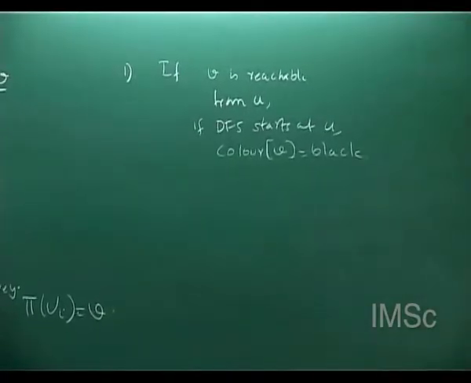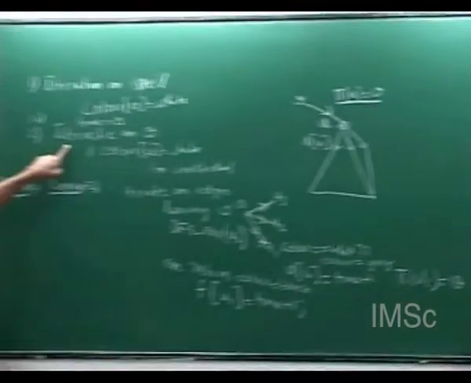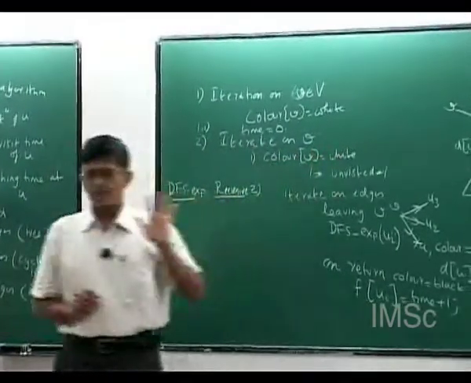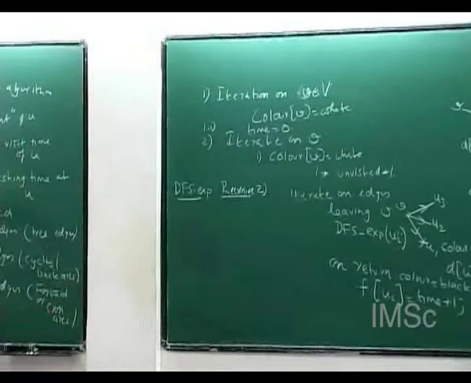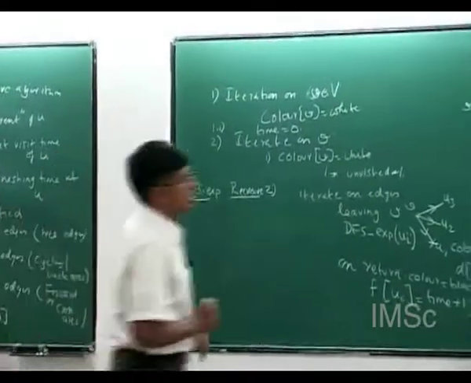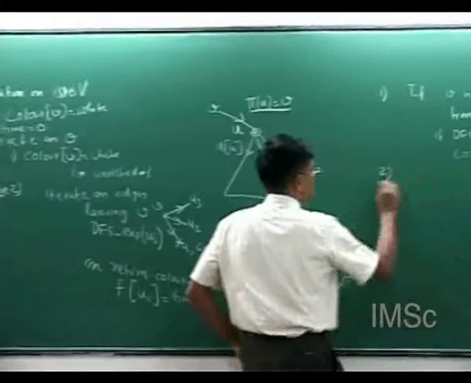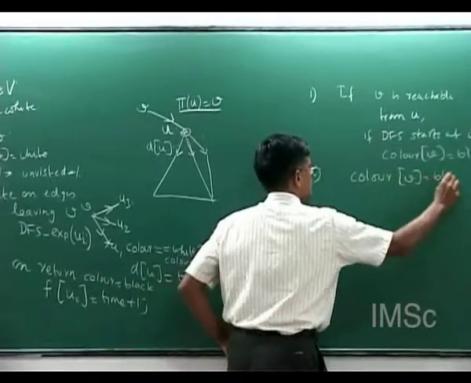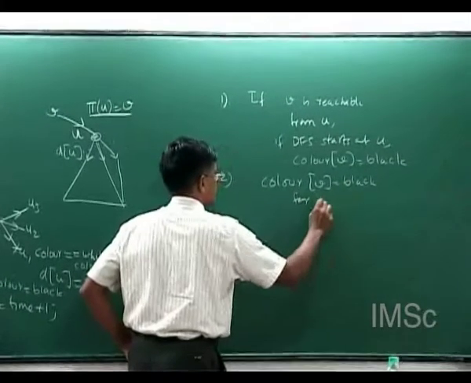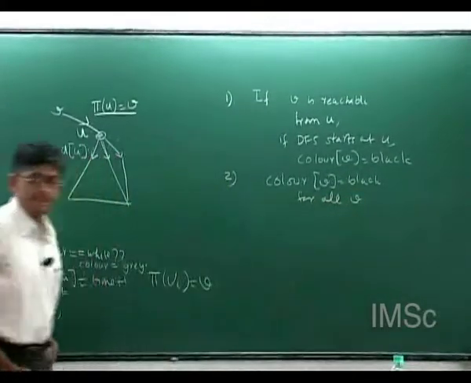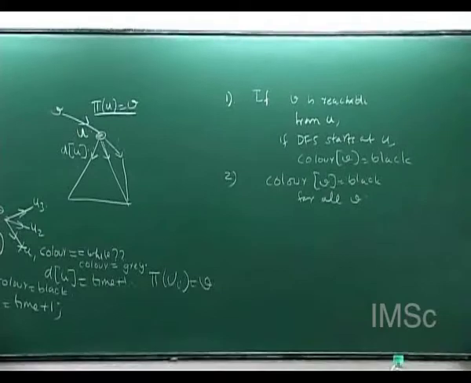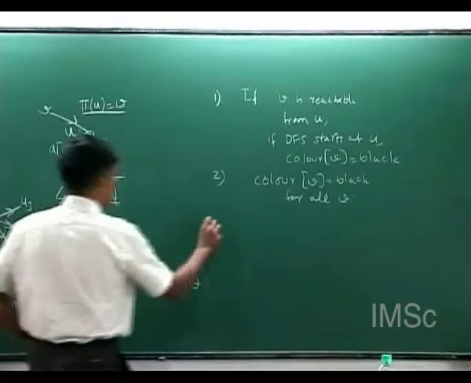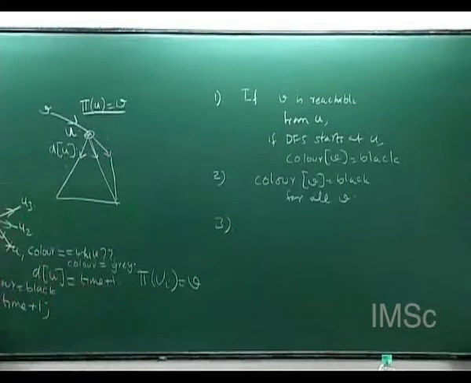Okay. And therefore, because we are doing an iteration starting at every V, at the end every vertex will basically be black. So consequently, for all V. This is obvious. The second fact is not so important. It is not useful at all. The third one is more interesting.